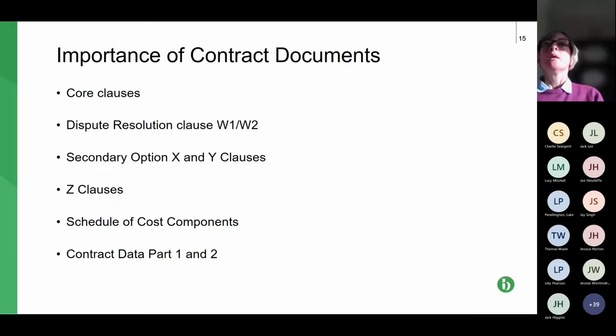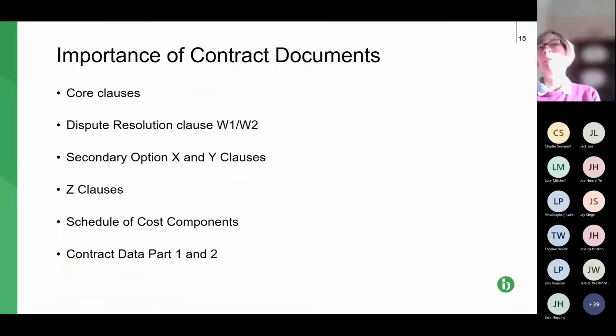So this is just a quick summary, just to look at, going back to the main heading, fundamentals of construction contracts. I've done this for the NEC form of contract, but the idea here is just to think about what the contract documents are and being clear about the contract documents. So these are all the parts of the NEC form of contract that are fundamental to it.